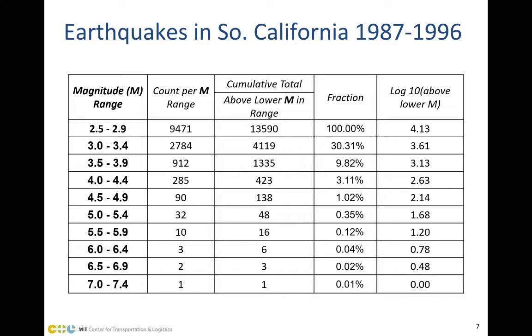Assuming, of course, that there's no change in the forces that cause earthquakes, we can interpret this as the probability of an earthquake larger than 3 in the next 10 years. Again, assuming that there's no fundamental change in the physics.